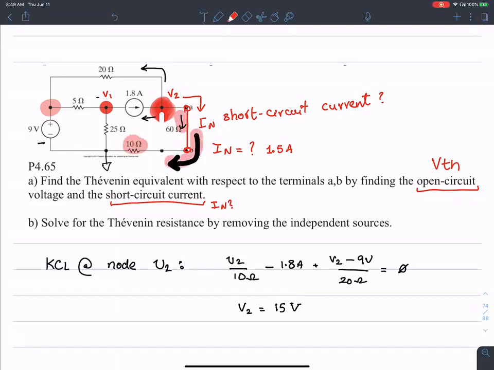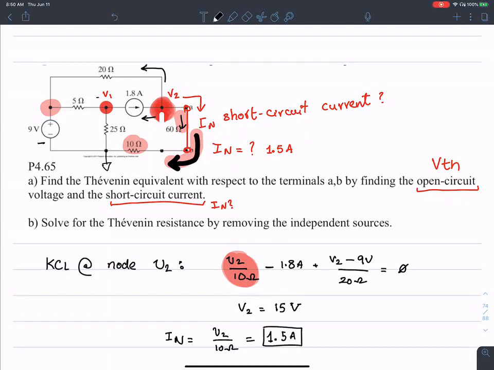That is simply V2 over 10. Okay, that's the current leaving in there. I Norton equals V2 over 10 ohms. That gives me 1.5 amperes. Does that make sense? Okay, 1.5 amperes.